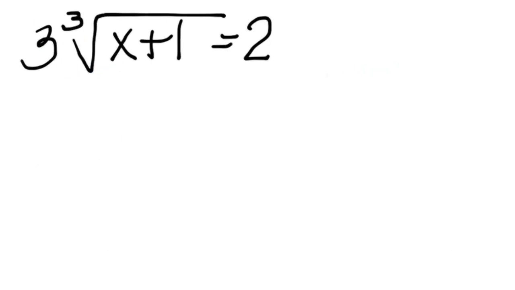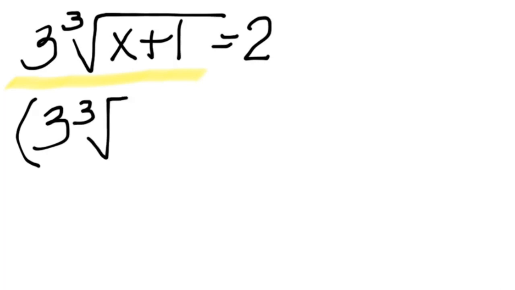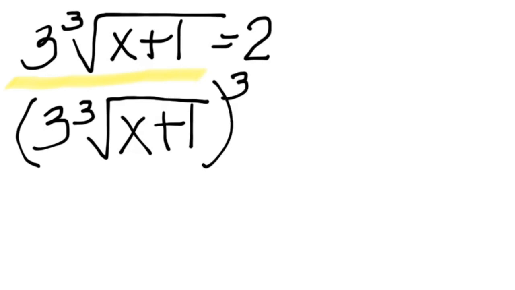Last example, we have 3 cube root of x plus 1 is equal to 2. So since we do not have any operation separating 3 and cube root of x plus 1, we are just going to cube both sides of the equation. So we're going to have three cube root of x plus 1 raised to 3 is equal to 2 cube.